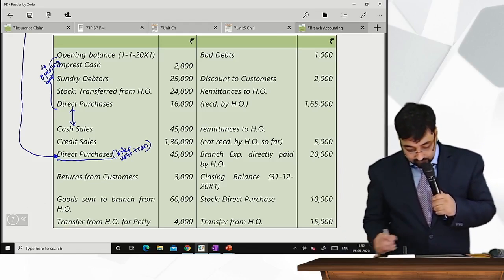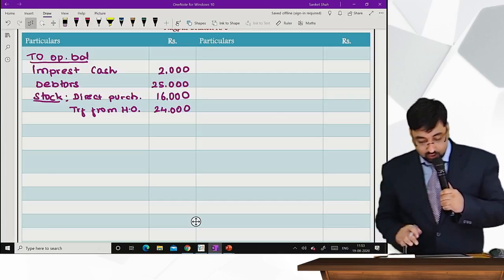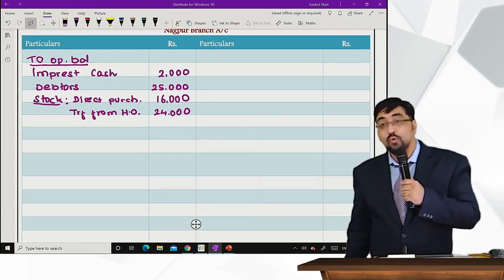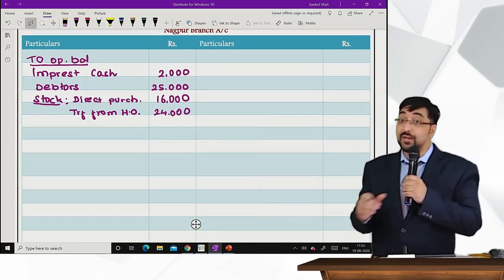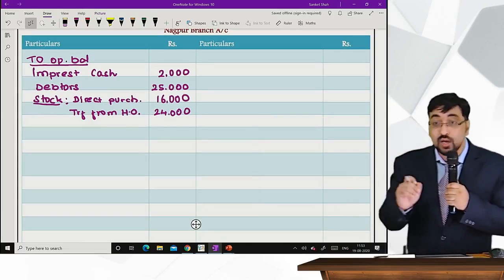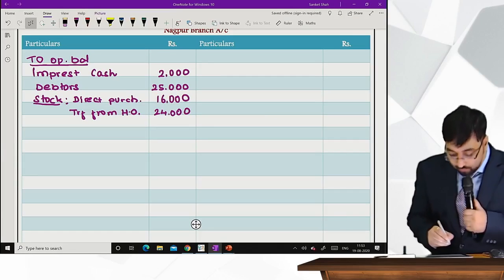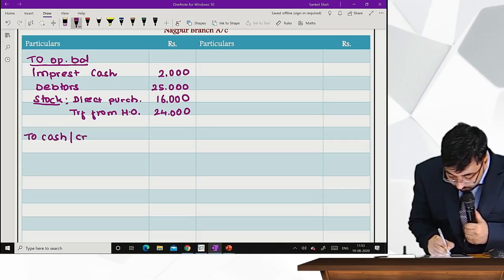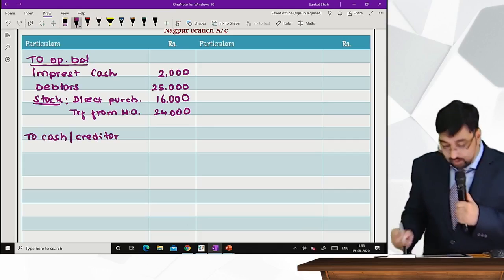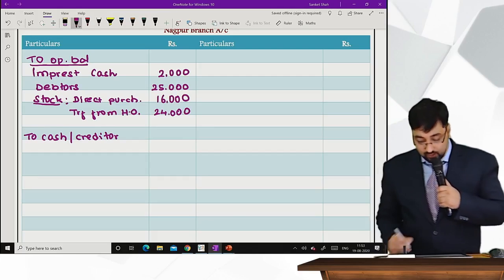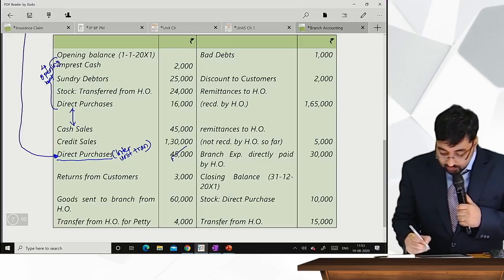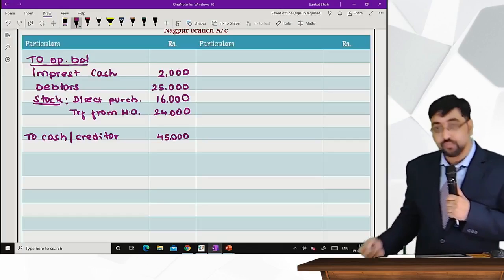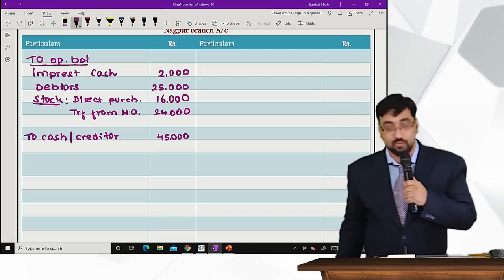So inter-unit transaction. So friends, in the branch account, the entry will be, who is making the payment? HO, and HO passes the entry: branch account debit to creditors or cash. So after one line you can write, to cash or creditor. And what is the amount? Amount is 45,000. It's very easy.